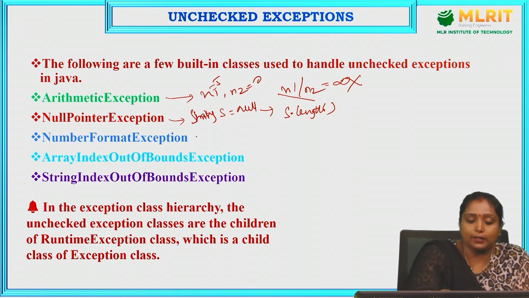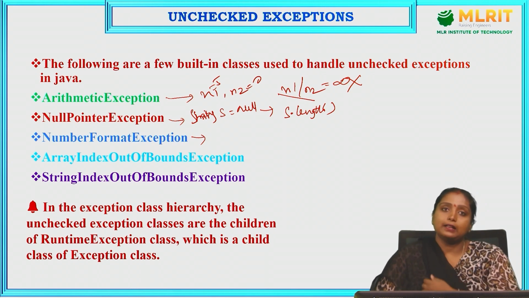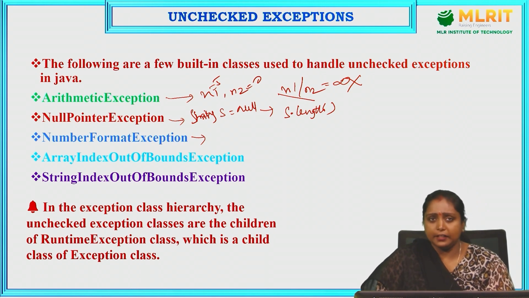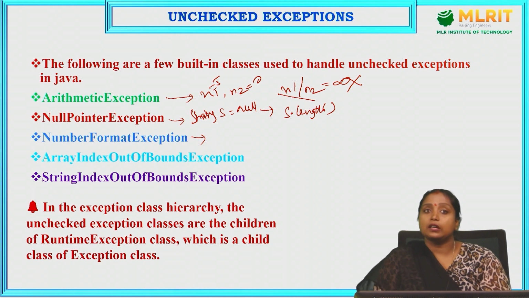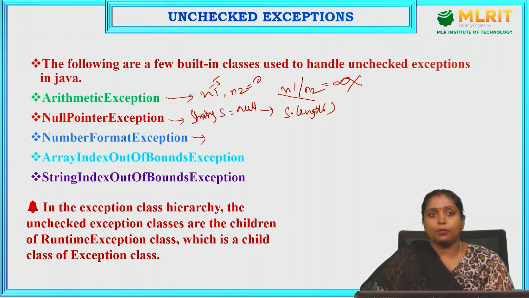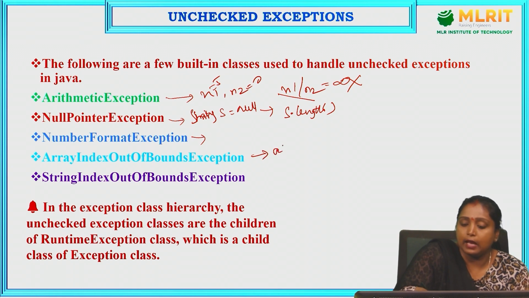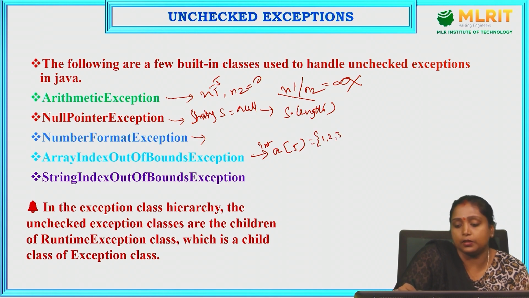Next, number format exceptions: for example, if I have created an integer value and I want to convert it into some string, such types of exceptions are number format exceptions. Array index out of bounds exceptions are simply: I am creating int a of 5, and I have given values 1, 2, 3, 4, 5, and I am writing a of 6 equals 7.